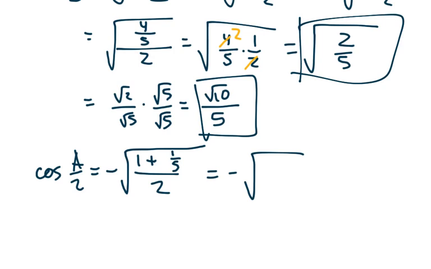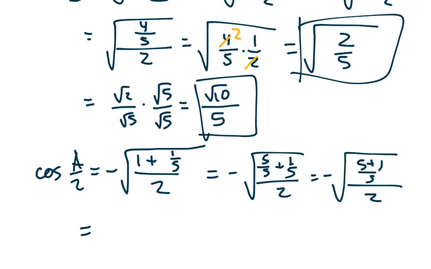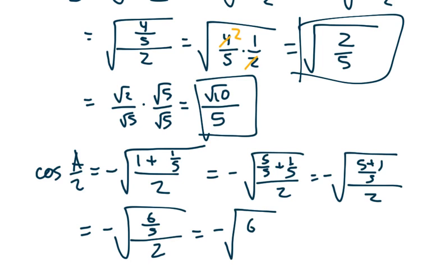We're going to take 1 plus 1/5 and get a common denominator, and we're going to add the fractions. 5 plus 1 all over 5, all over 2, under the square root. So negative square root of 6 over 5 all over 2 under the square root, right? Instead of dividing 6/5 by 2, we're going to multiply by the reciprocal. And again, we want to reduce before multiplying. They both have a common factor of 2, leaving you with a 3 up top. The square root of 3/5.